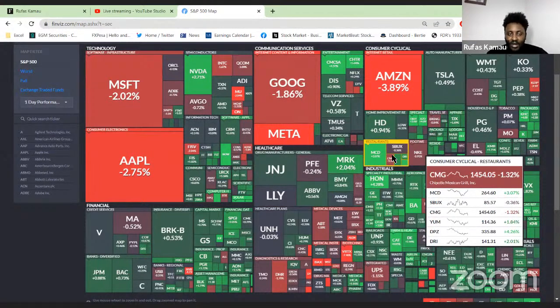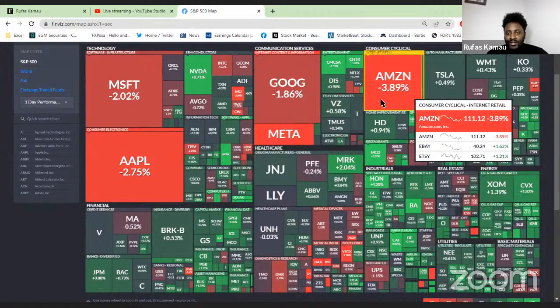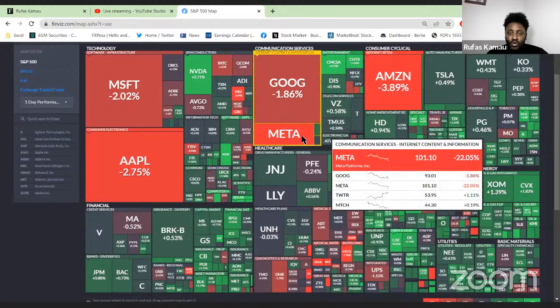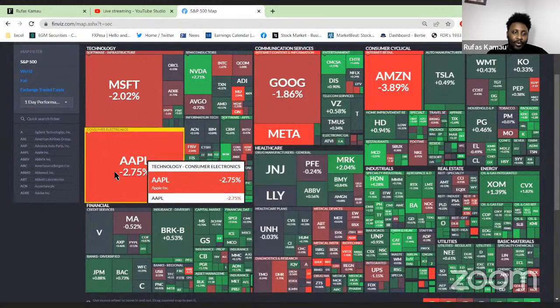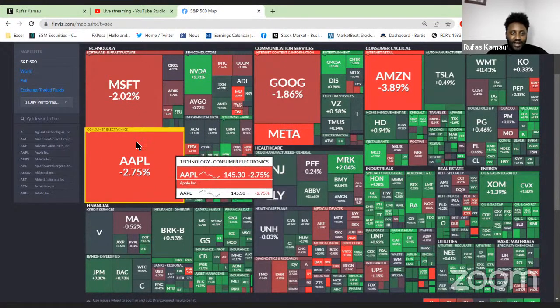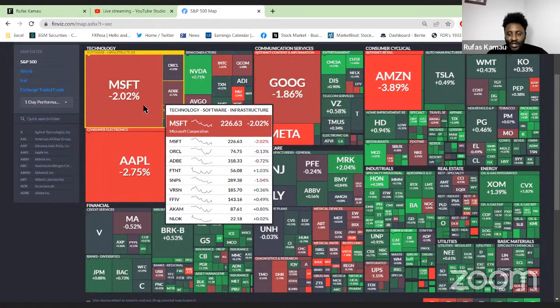So whatever we are looking at here is basically the performance of the stock market as of today. As you can see, some stocks have done badly, such as Amazon, which is down 3.89%. Facebook has taken a big hit after missing earnings. It's down 22.05%. Apple is down 2.75%, Microsoft 2.02%, and so on.